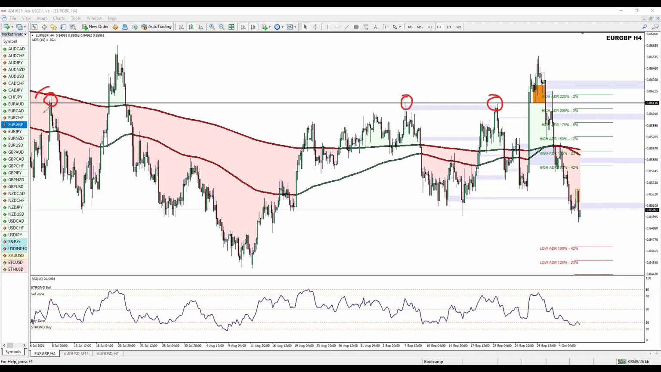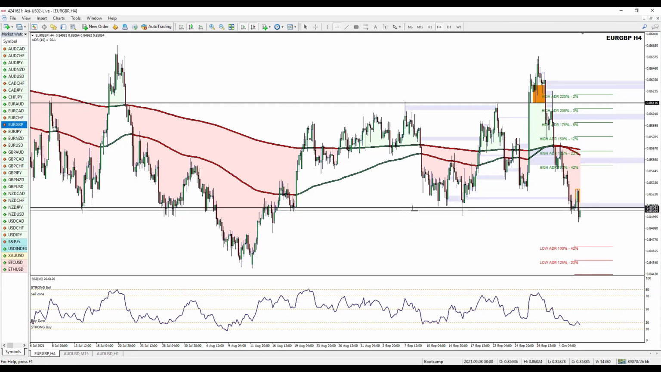Roughly somewhere around here in the past, price has reacted multiple times. That's a good support and resistance level. Roughly up here, price has reacted multiple times. Yeah, roughly down here, price has reacted multiple times. I'll draw the line in for you. Yeah, draw it where you like, somewhere around there.